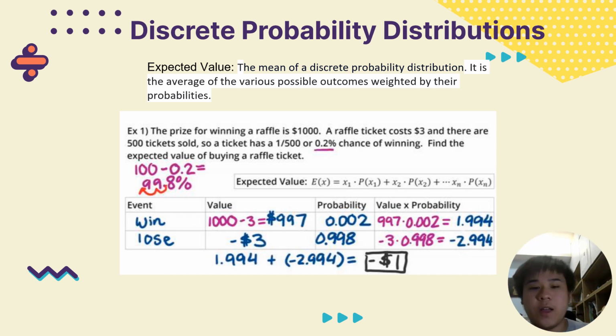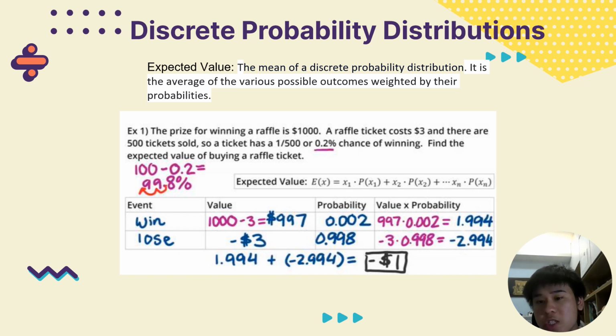So the probability of winning is 0.002, and the probability of losing is 0.998. Now the expected value equation is the value of each event times the probability of that event happening. So the value for win is 997, times the probability of winning, 0.2%. That gives you a total of 1.994.